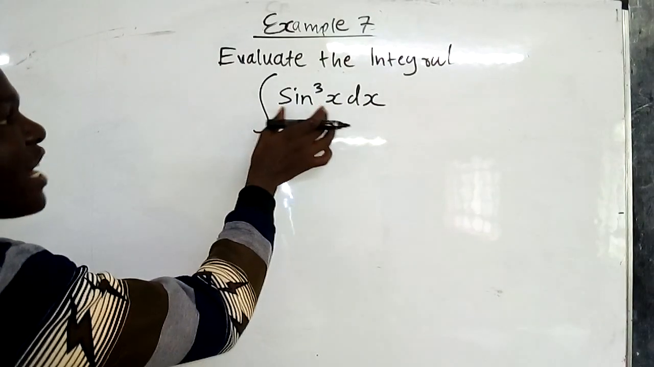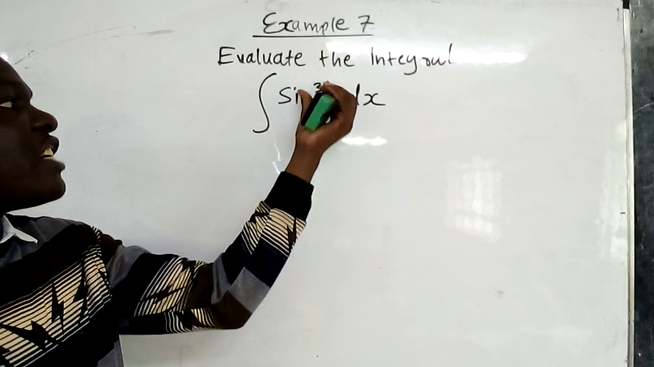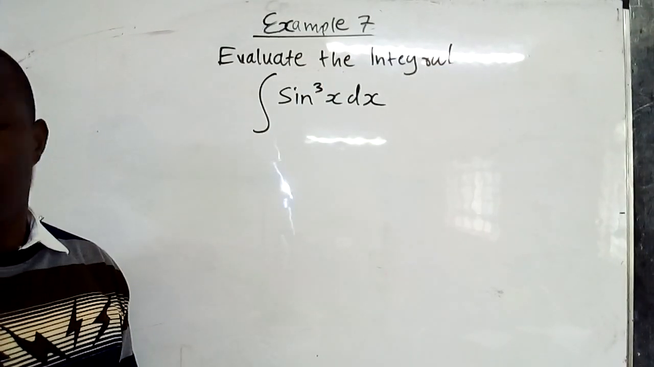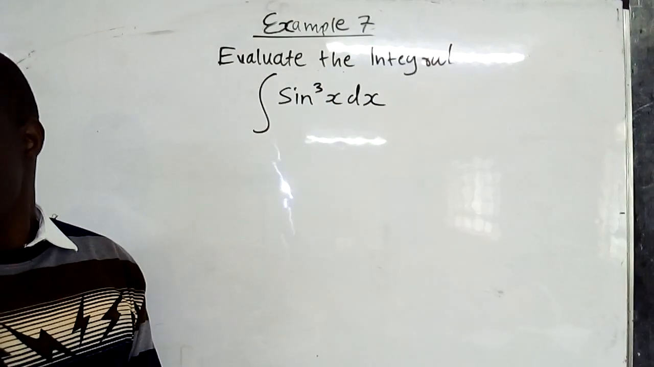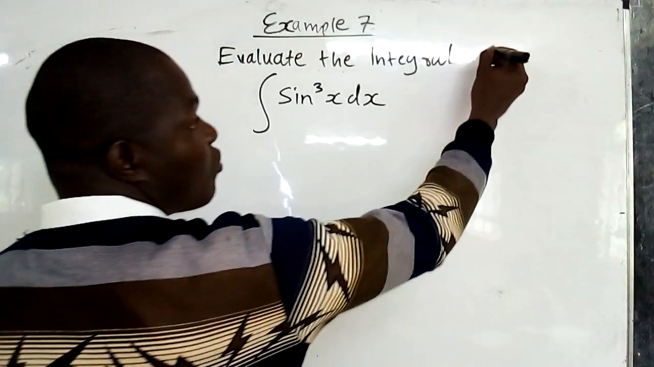Evaluate the integral of sine cubed x dx. So you know you cannot integrate anything raised to a power. So you use De Moivre's theorem to expand sine cubed x, isn't it? So from De Moivre's theorem, what do we know?